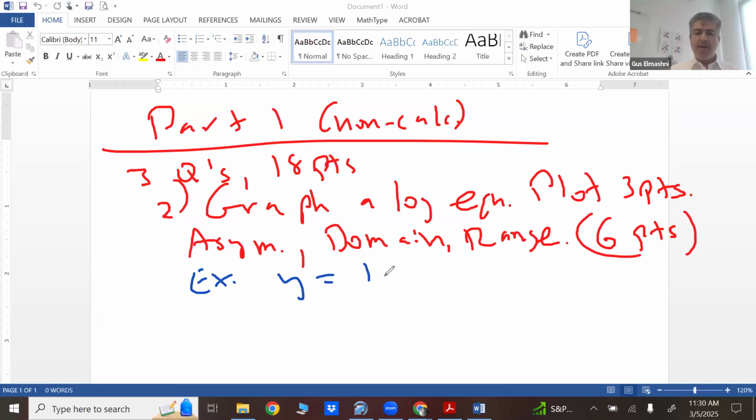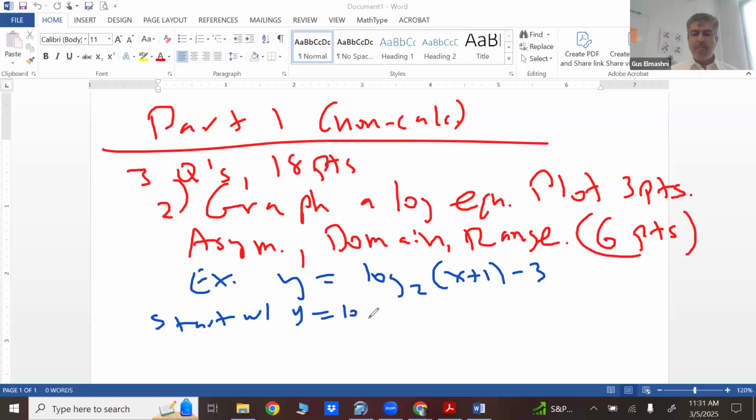y equals log base 2 of x plus 1 minus 3. That'd be an example. And the way you would solve it is probably start, I'm going to say probably because there's another way you could do it too, but I like this way better. Start with the parent function, which becomes this, right? Yeah, so much easier. Good. I agree with you. And then plug in values for y. Should get 1/2, 1, and 2.